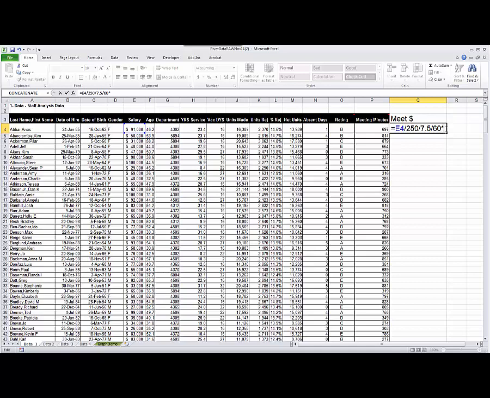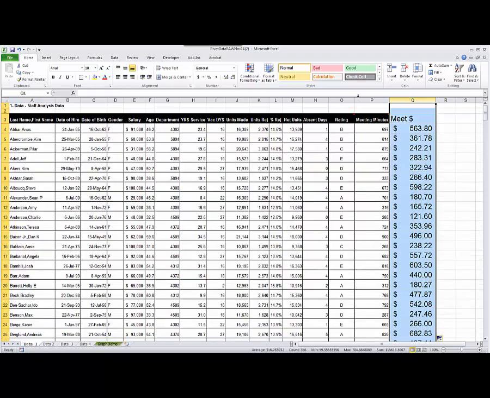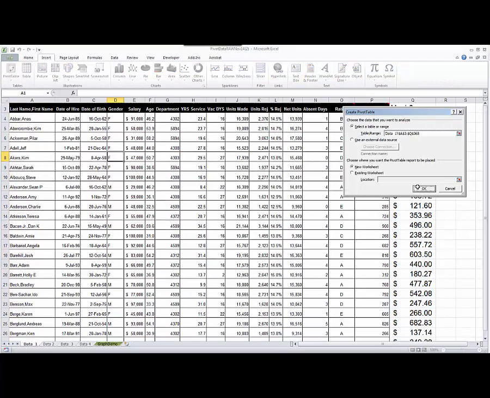Now let's multiply this by the number of minutes they are in meetings. Press enter, and this guy is $563.80 a year. Their payroll amount is going towards meetings. And think about it, we're not even calculating how much productivity is being lost. Let's copy this down, and we're good to go. Now let's bring this up into a pivot and see what it looks like.